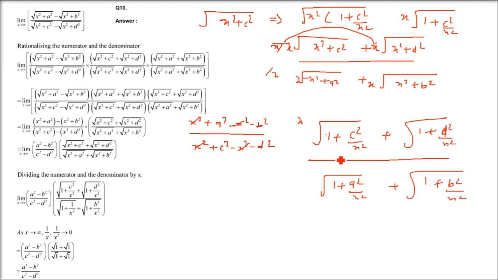Now just apply the limits. A constant term has no limit. So c square by x square, you know 1 by x square where x is tending to infinity is 0, because anything divided by infinity is 0. So you have 0 in each place, and under root 1 remaining, that is 1 each. So you have 2 by 2, since 1 plus 1 is 2. 2 by 2 cancels out, you get 1. And finally you have a square minus b square by c square minus d square. This is the final answer.